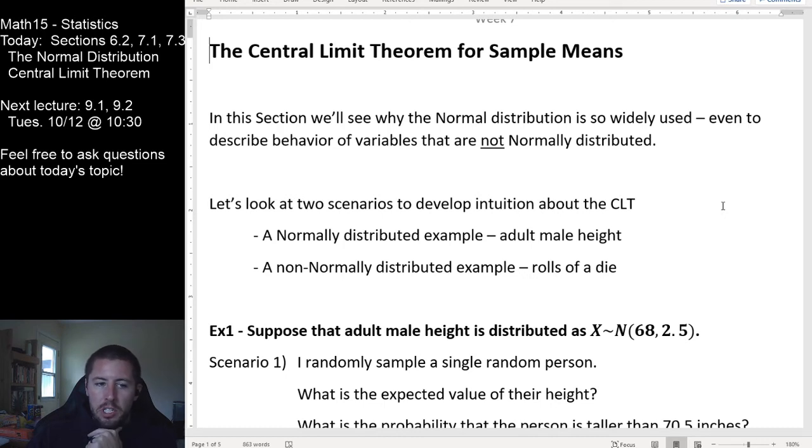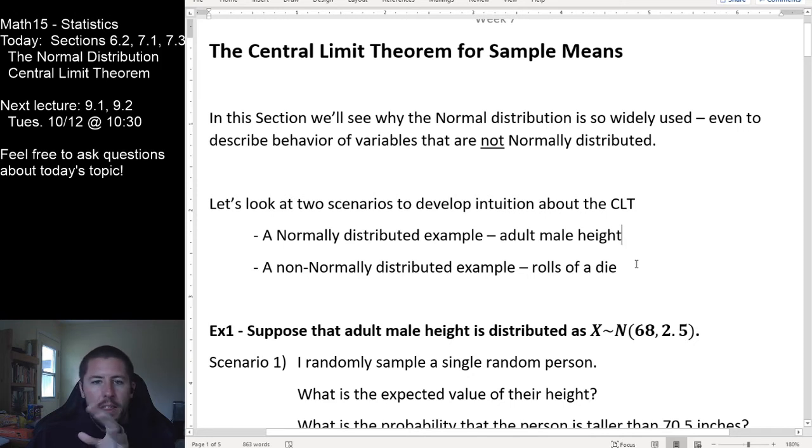And I've got some technology graph stuff to show you here to kind of help convince you of this. The central limit theorem is what's going to tell us that collectively, averages of non-normal things are still going to follow a normal distribution, which is super interesting here. So we want to look at two scenarios to help us get some intuition about this. By the way, CLT here, the central limit theorem. It's the central limit theorem because it says that everything kind of ends up being normally distributed when you look at large groups of objects. So we're going to look at one normally distributed example, adult male height, and we're going to look at one non-normally distributed example, rolls of a die.